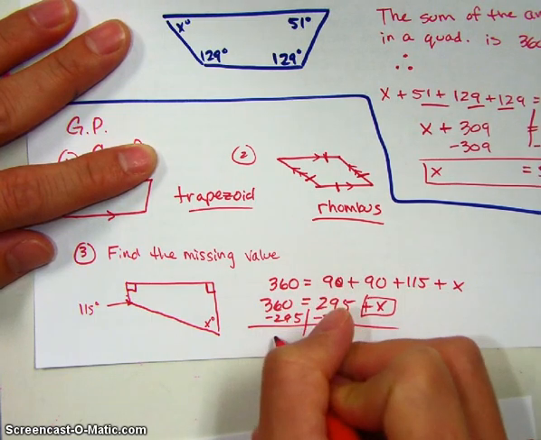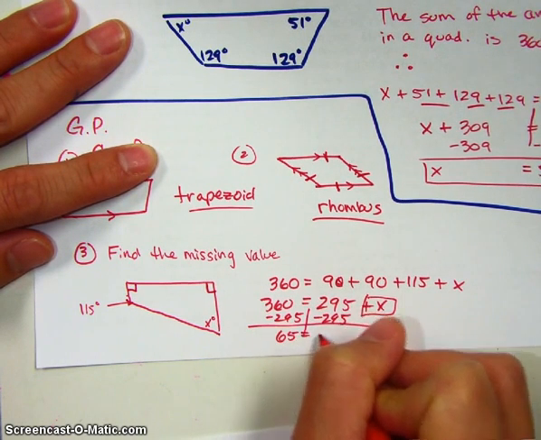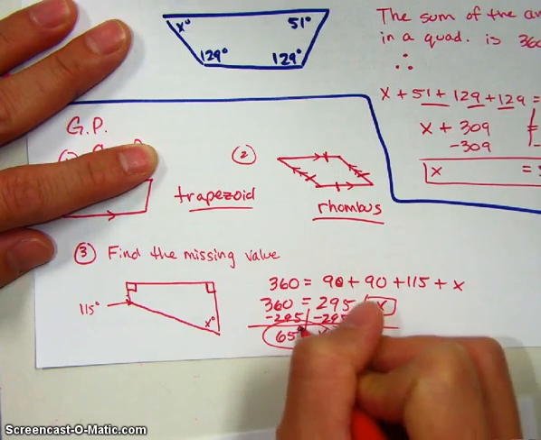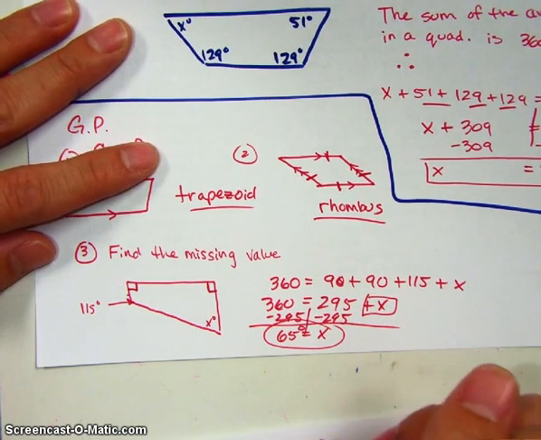Now, I don't need a calculator for this. I know that's going to be 65. And so that is my answer. 65 degrees is the missing angle measurement there.